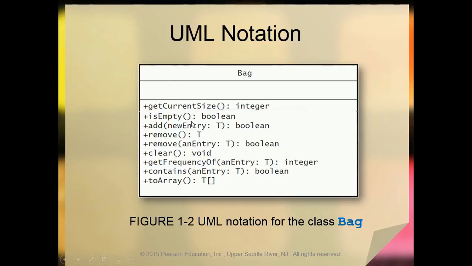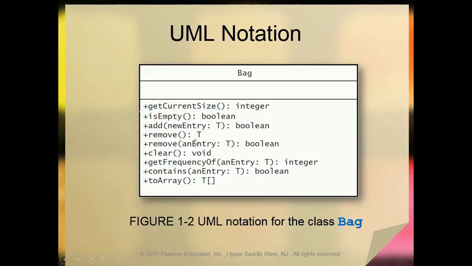Here's the UML notation, Unified Modeling Language notation for the bag. Here's the method getCurrentSize, which returns an integer. The Boolean isEmpty. We can add objects of type T to the bag, and we call this a new entry. If the addition is successful, we return true. If we can't add, we return false.